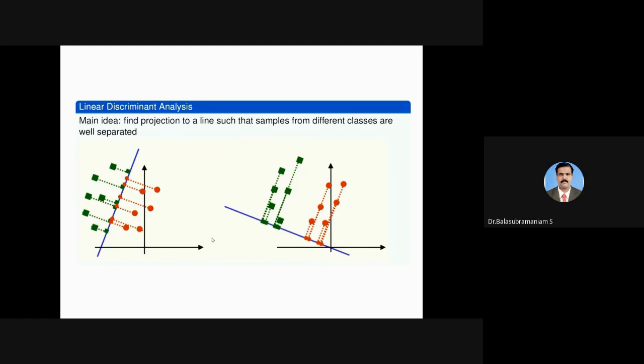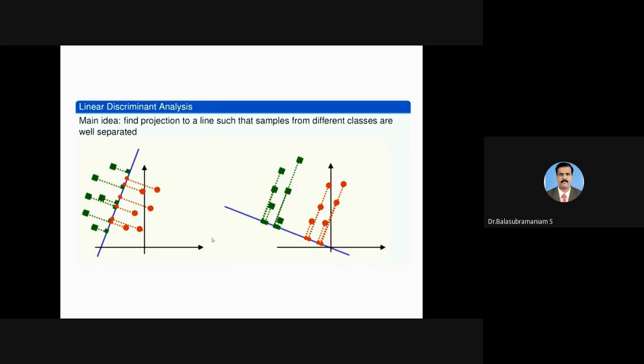Here classification is also happening. It's separating, right? If you look at the left hand side, there also we are taking one projection vector. That is the eigenvector that we discussed in PCA. So here also we are choosing one projection vector.